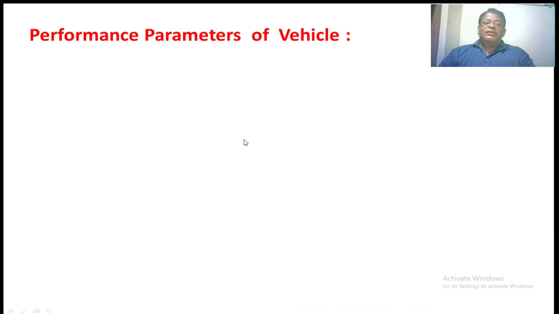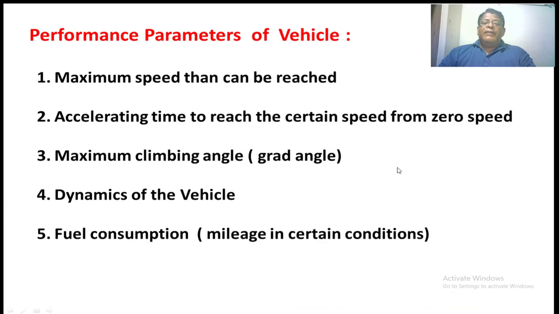The performance parameters of a vehicle are: maximum speed that can be reached, acceleration time to reach a certain speed from zero speed, maximum climbing angle, fourth the dynamics of the vehicle, and fifth the fuel consumption. Here the vehicle may be an IC engine based vehicle, a battery driven vehicle, or a hybrid vehicle. But based on these parameters we are going to decide whether the vehicle is working properly or not.